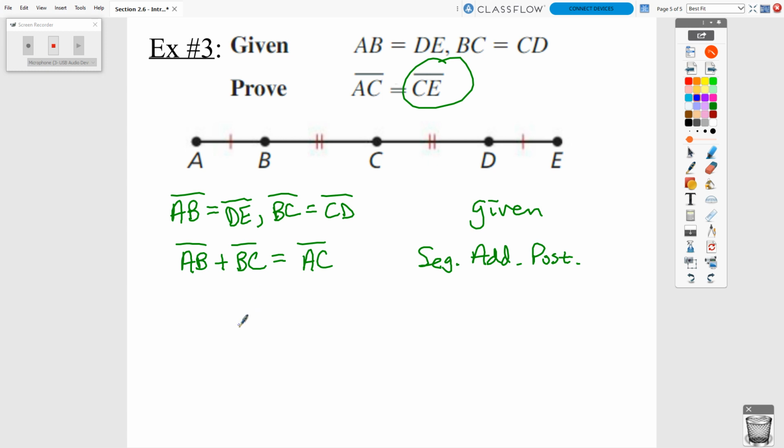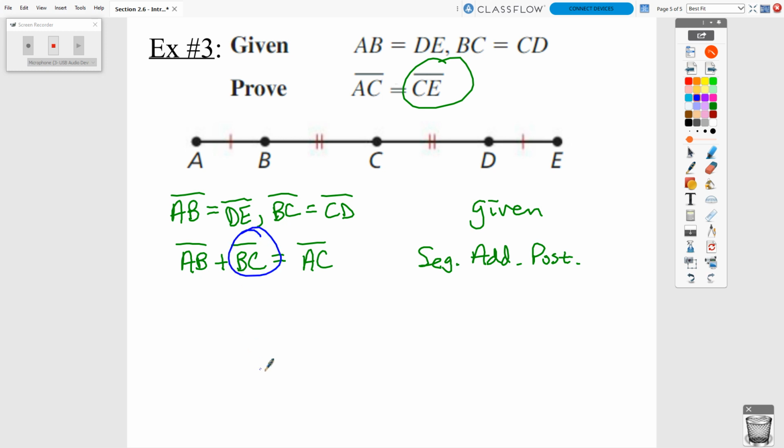So here's what I want to show you. What could we substitute out segment AB for? What else is AB equivalent to? Well, according to our given, AB is equivalent to DE. So I'm going to make a substitution. But I'm going to go ahead and do 2 substitutions in one step here. And that's okay to do 2 steps in one as long as it uses the same reason.